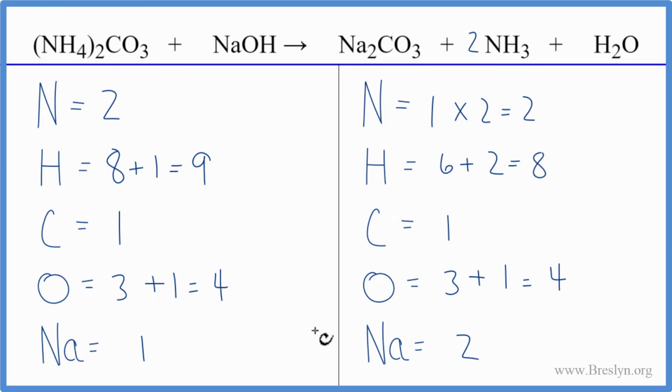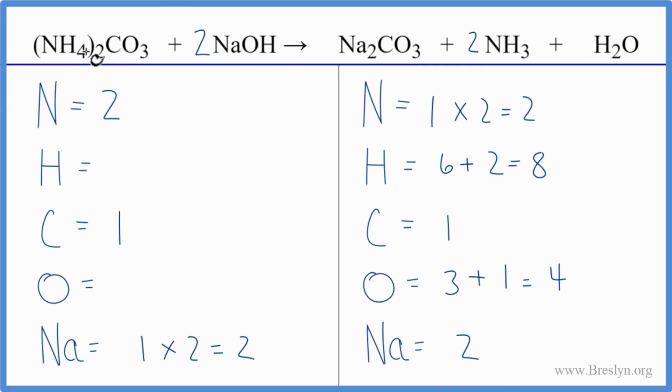Let's go down and fix the sodium atoms next. We could put a 2 in front of the sodium hydroxide. So we have 1 times 2. That gives us 2 sodium atoms. So those are balanced. Now we need to update both our oxygens and our hydrogens.